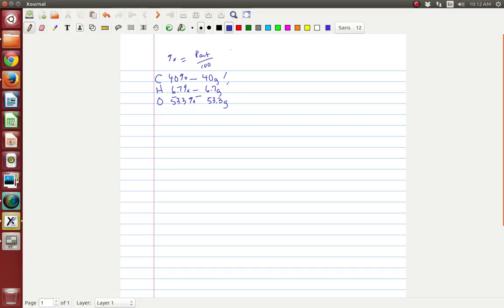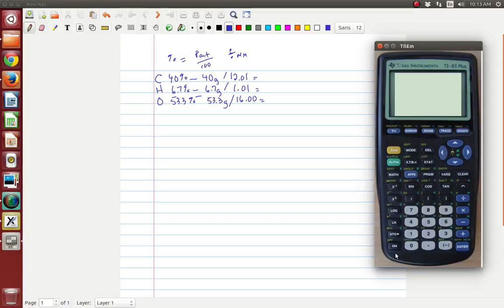The second step is divide each one of them by their particular molar masses. So we're going to divide by the molar mass. The molar mass of carbon, if I look on the periodic chart, is 12.01 grams. The molar mass of hydrogen is 1.01 grams, and the molar mass of oxygen is 16. And remember, I'm going to use two decimal places in my calculation. So I divide by the molar mass, and this is going to give me the number of moles for each one of these quantities. Pull up my calculator here.